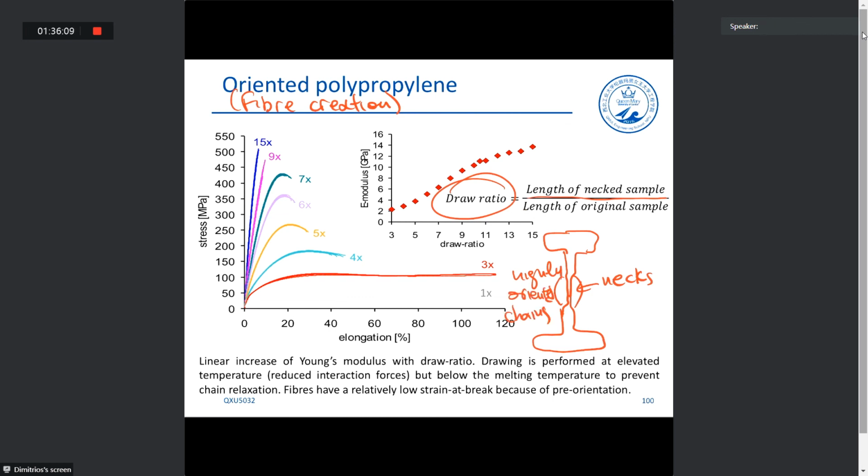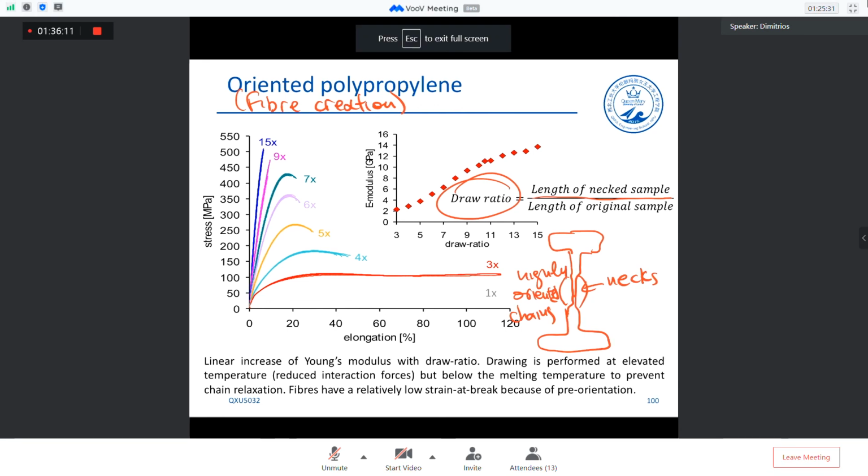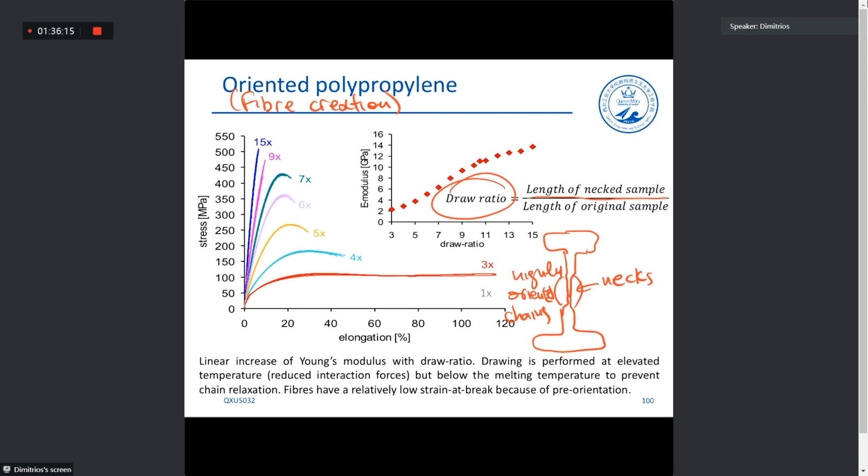chains. Because of the very high orientation, if we test the mechanical properties of the necked region, the highly oriented region, that shows a very pronounced increase in both strength and modulus.